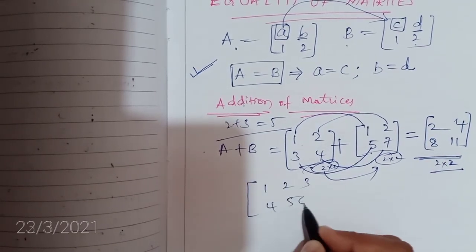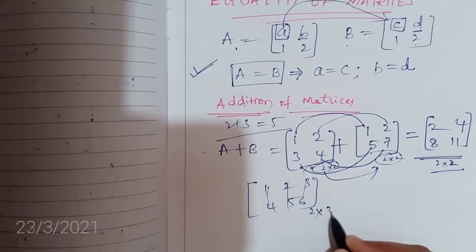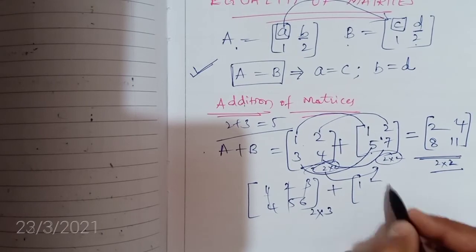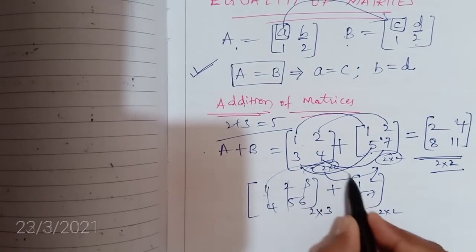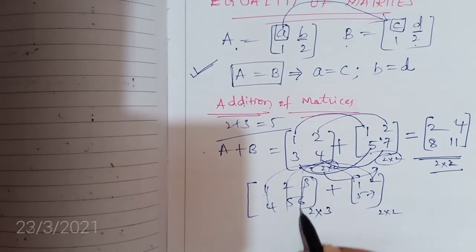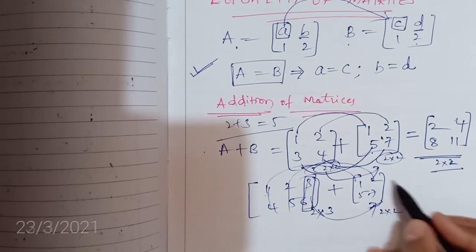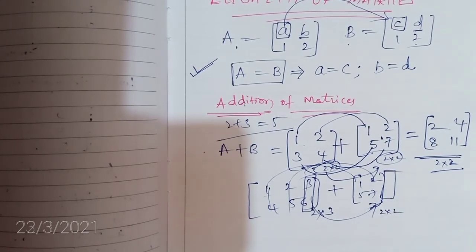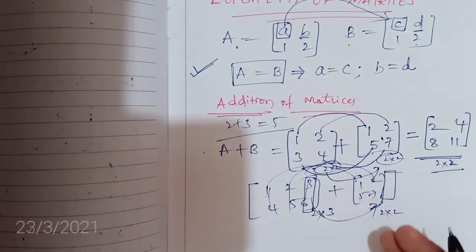See, 1, 2, 3, 4, 5, 6. What's the order of this? 2 rows, 3 columns, and I take this matrix 1, 2, 5, 7. This is 2 cross 2. Now if you are going to add corresponding elements, this column cannot be added. Why? Because there is no third column, right? So that is the reason that when we are adding two matrices, the order of those two must be the same.